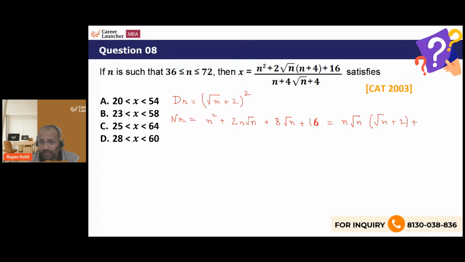And wonderfully, again from here, if I take the 8 common, again I get the same expression, root n plus 2 common. So God is with me, factorization has happened, right? So this is giving me n root n plus 8 and root n plus 2. So at least when I will write this, then one root n plus 2 factor will cancel out, right?